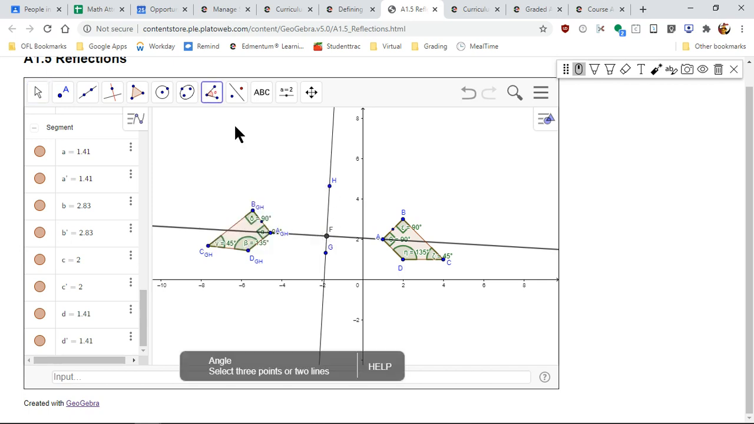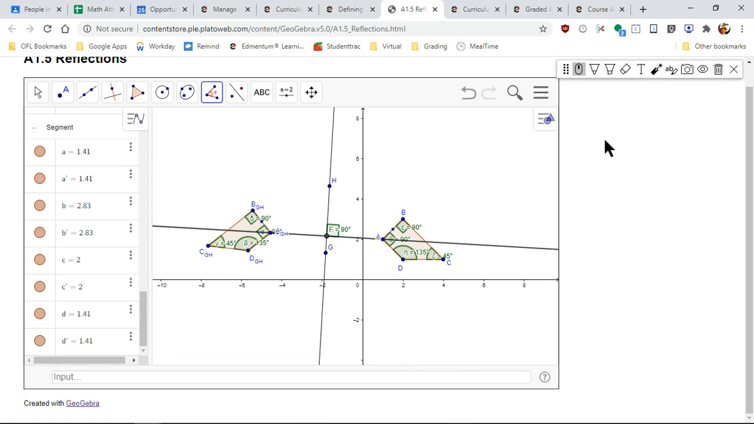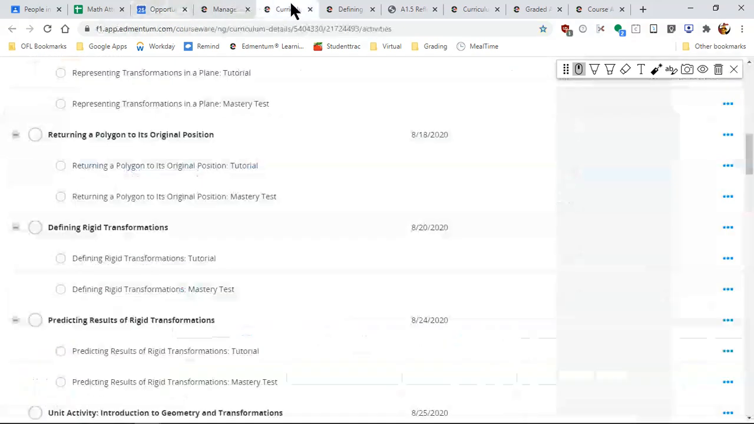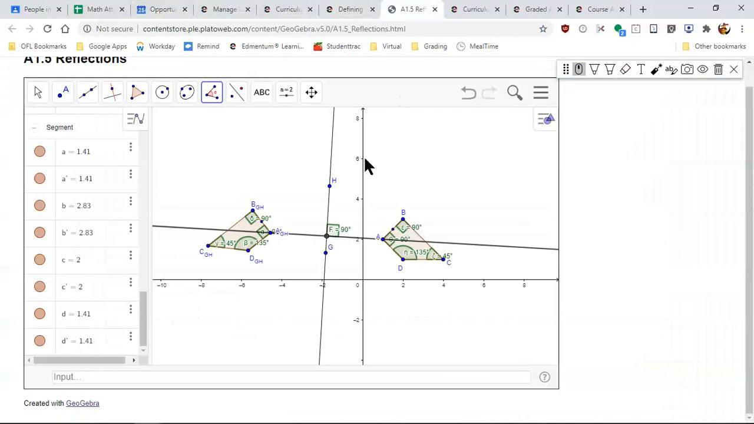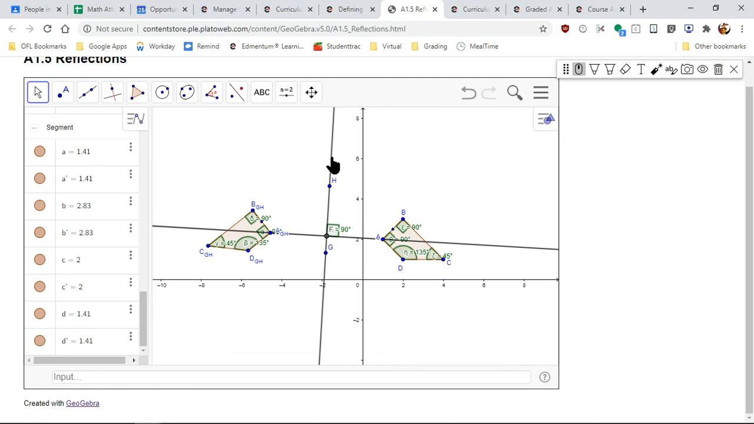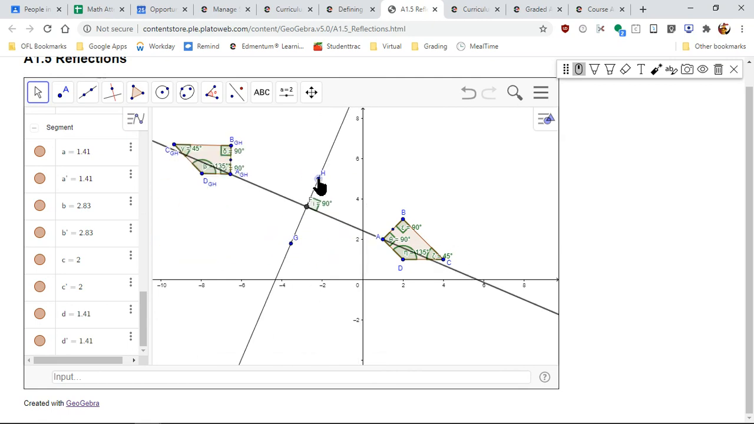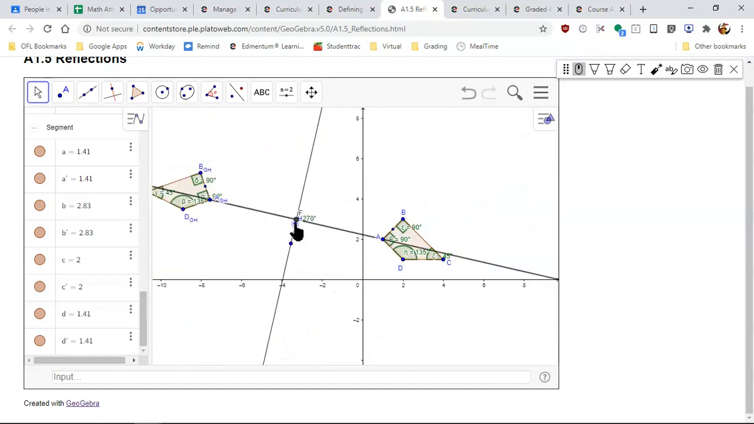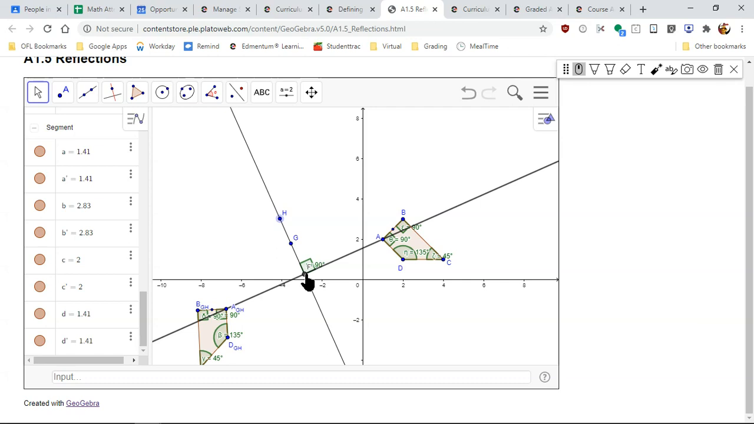Oh my gosh, I'm sorry, guys. There we go. I've done this before, it's very finicky. So it's a 90-degree angle. And one of the things you'll notice is if I move this around, it's always going to be 90 degrees.